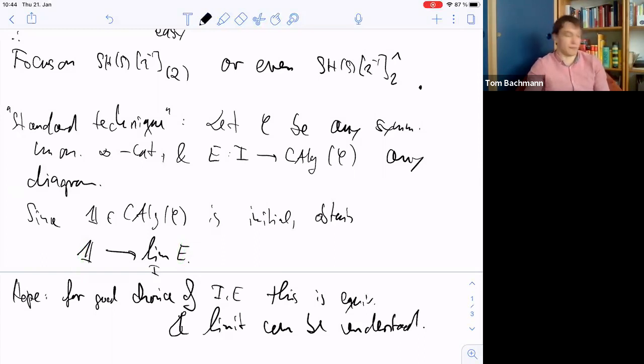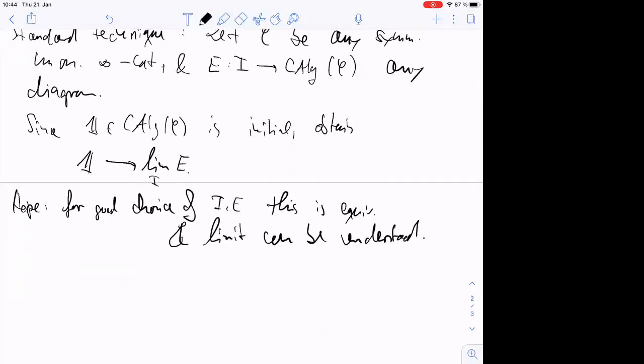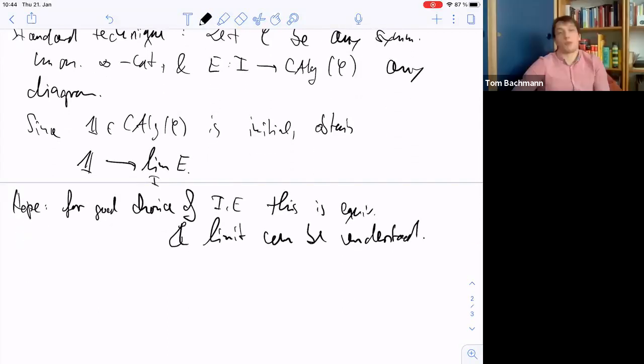It's not a recipe. So by standard you mean like Adams spectral sequences or Adams-Novikov spectral sequences? So an Adams spectral sequence is exactly what I'm going to give as the next example. Yeah, so that's right. So that's why I would call it standard.